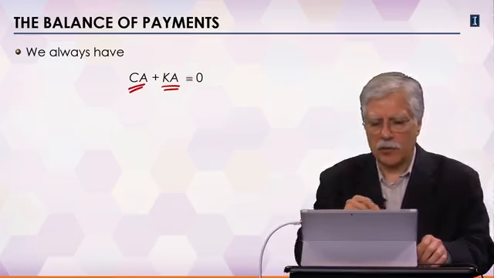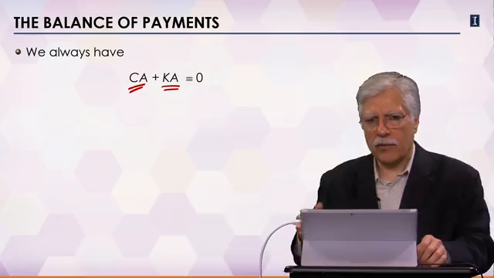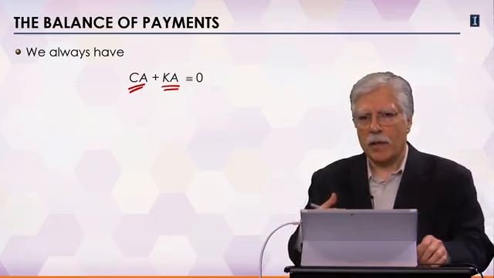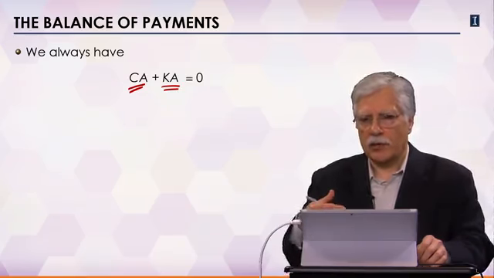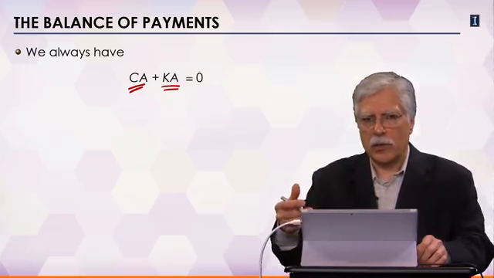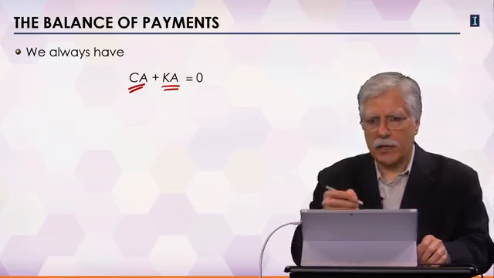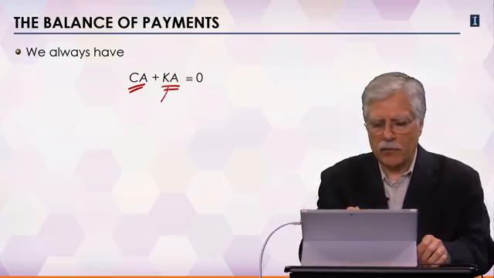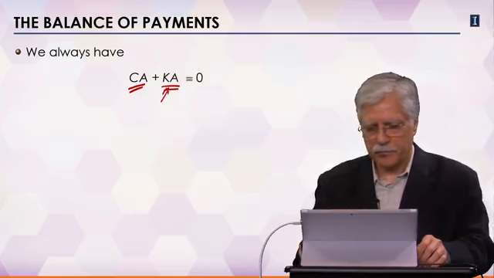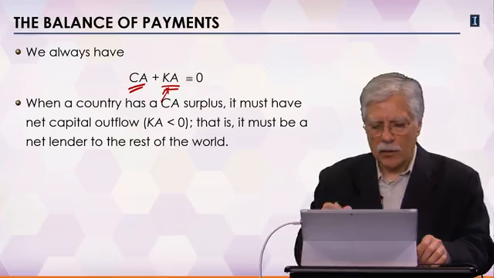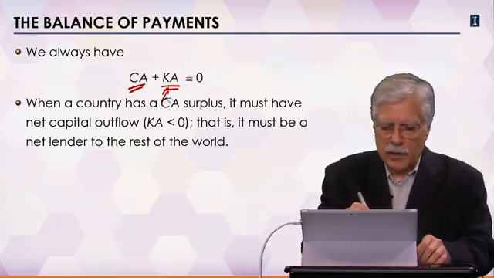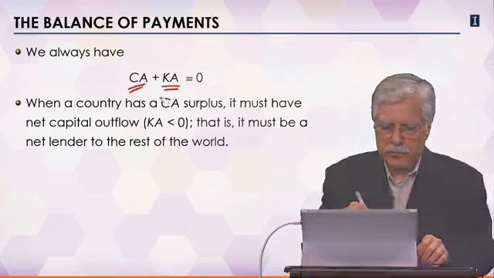our current account deficit. On the other hand, if you have a current account surplus, then that means that we need to lend to the rest of the world in order to be able to buy our goods. And that means that we have to take in pieces of paper. We need to have a negative capital account. So that's the summary here.